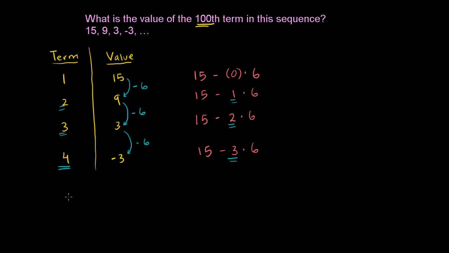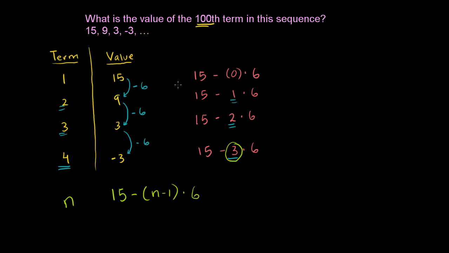So if we had the nth term, what's this going to be? It's going to be 15 minus, and you see, it's going to be n minus 1 right here. When n is 4, n minus 1 is 3. When n is 3, n minus 1 is 2. When n is 2, n minus 1 is 1. When n is 1, n minus 1 is 0. So the nth term is 15 minus (n minus 1) times 6.